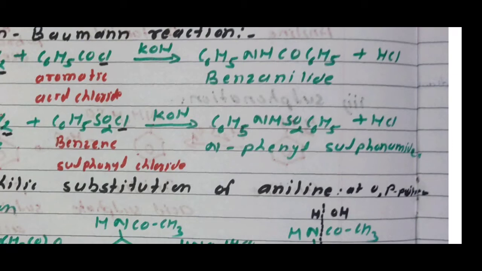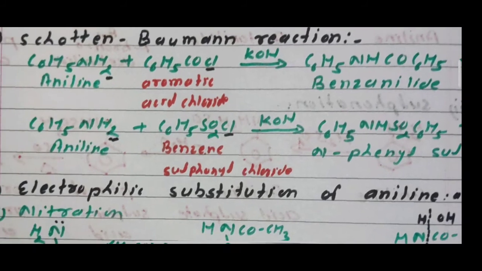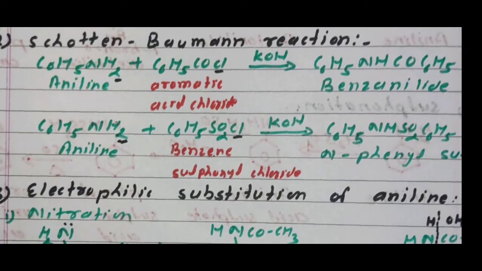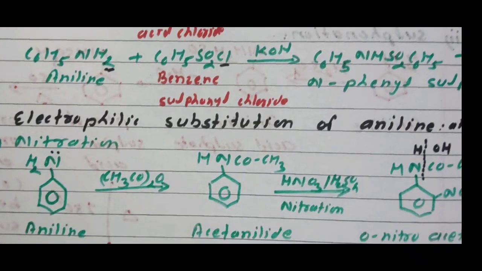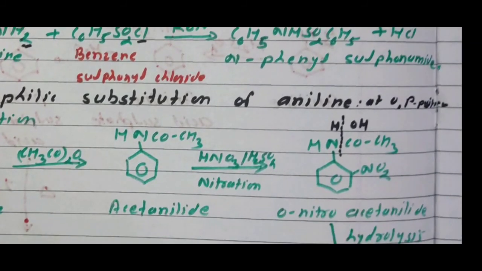Here amines are treated with aromatic acid chloride or benzene sulfonyl chloride to form N-phenyl sulfonamide by releasing HCl. This is the Schotten-Baumann reaction. Then the third reaction, electrophilic substitution of aniline.